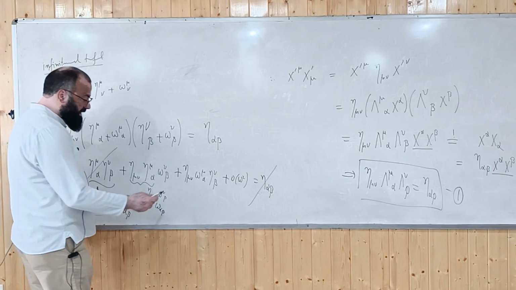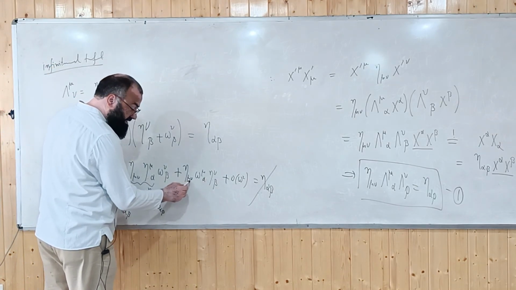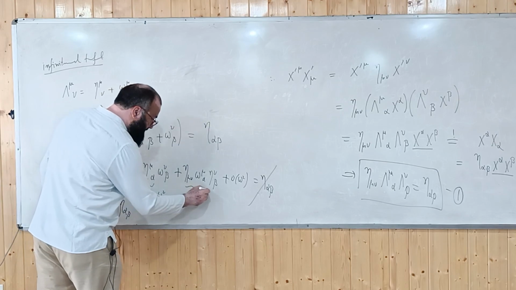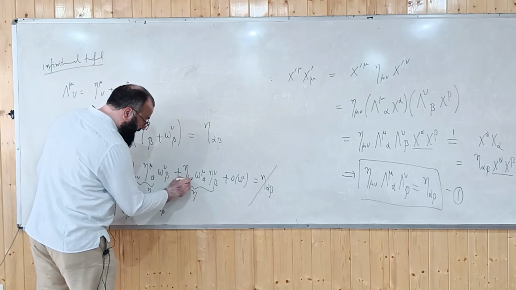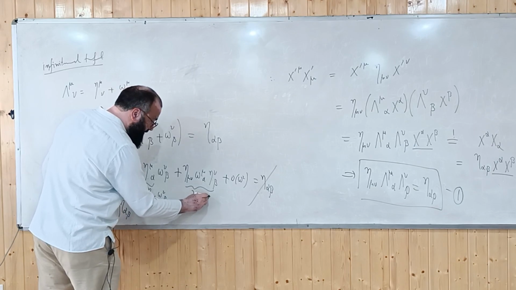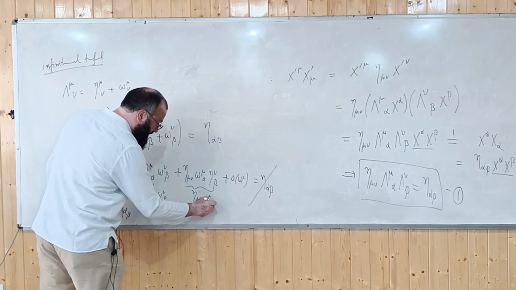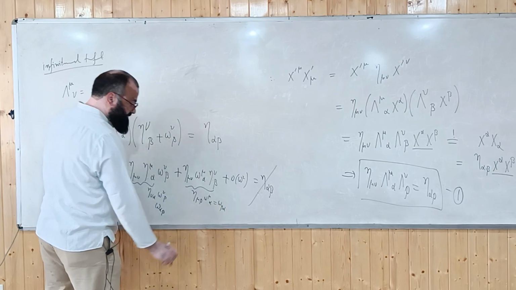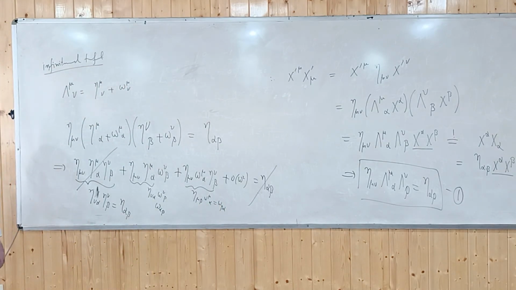Okay, now let's look again at this object and this object. What does it give me? It is eta, nu is contracted, and mu beta, omega mu alpha. So what will you get? Omega beta alpha. Got it? Everybody followed it?